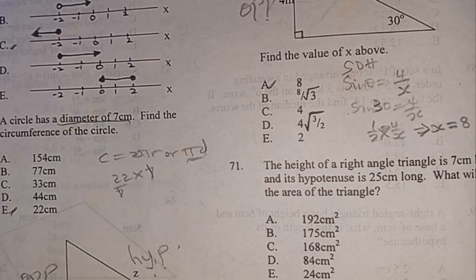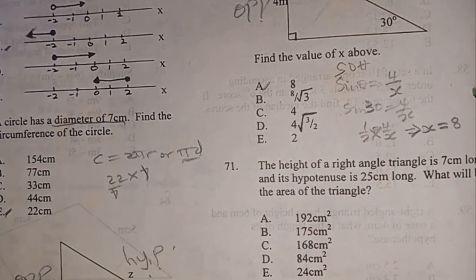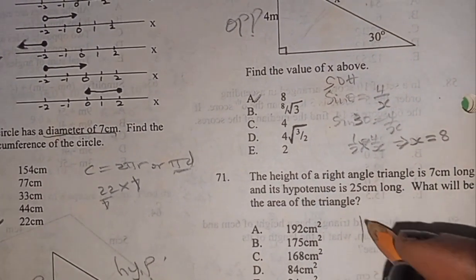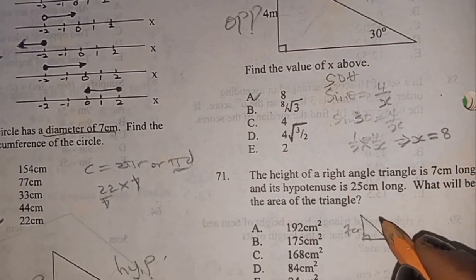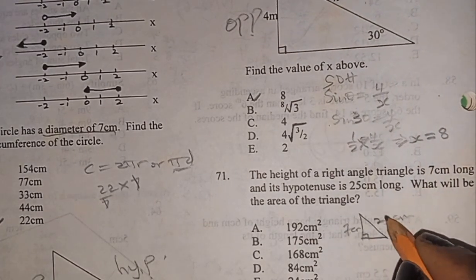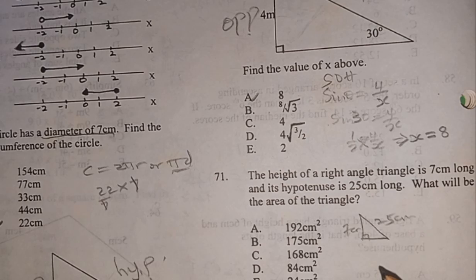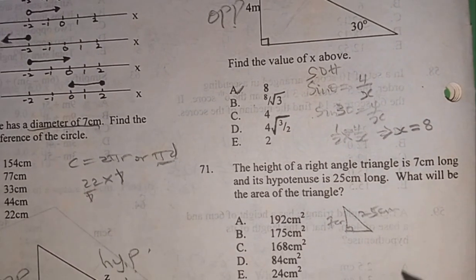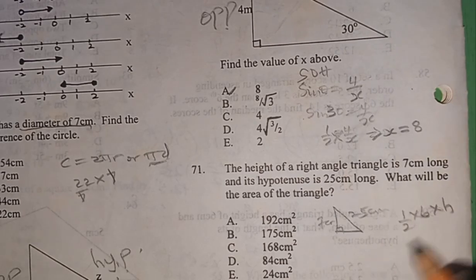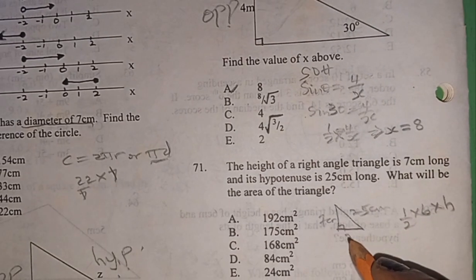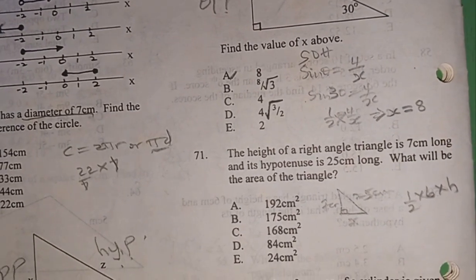So number 71 says the height of a right triangle is 7. This is the height, 7. Its hypotenuse side is 25 centimeters. So we're looking for what will be the area of the triangle. Now, for the area of a right triangle, it is half times base times height. But in this question, we don't have the base, so you have to calculate it using what?